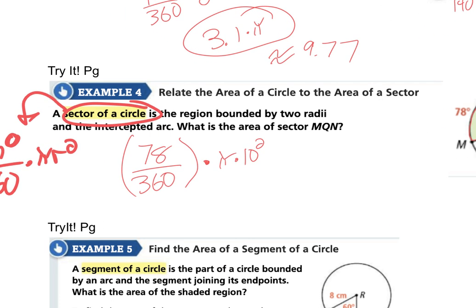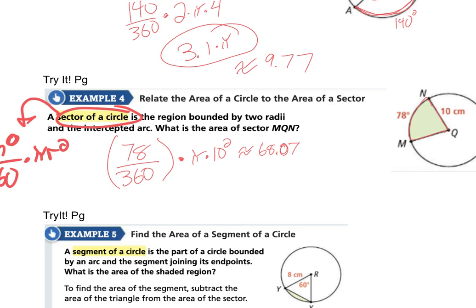So I'm going to put that into my calculator. And this gives me approximately 68.07. So that's the area of the circle. Sorry, the area of the sector of the circle.